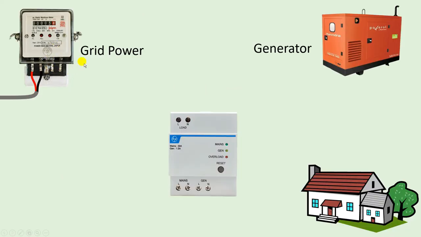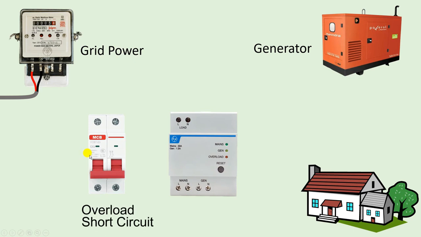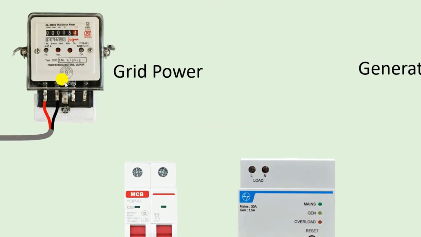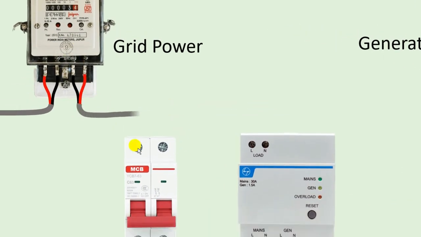Now the power supply which goes from this energy meter will go to the changeover switch. But the power supply going to the changeover switch should not be connected directly. In between you have to connect an MCB. You get protection from overload and short circuit by connecting an MCB. Besides, it is also used to turn power supply on and off. So the power supply which goes from this energy meter, we have to connect with this MCB.